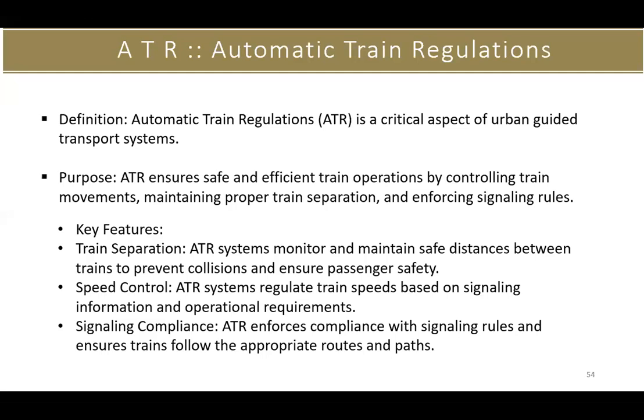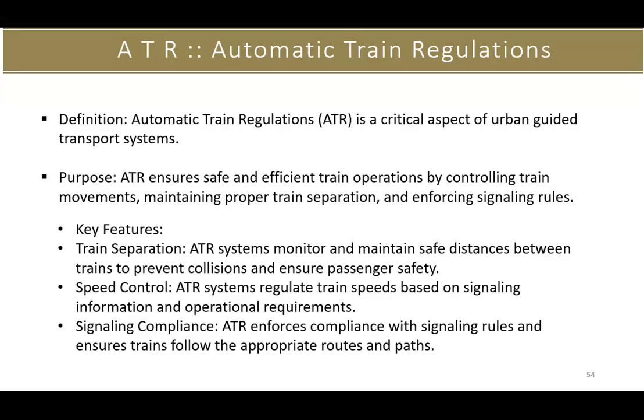The purpose of this is to ensure safe and efficient train operations by controlling train movements and maintaining proper train separation, especially communicated and non-communicated trains, and also enforcing signaling rules, which is very important for moving all the metro cars very safely. And the key features are the train separation, where the ATR system monitors and maintains safe distance between the trains to prevent collisions and ensure the top priority for the passenger safety. And speed control is one more point for automatic moving.